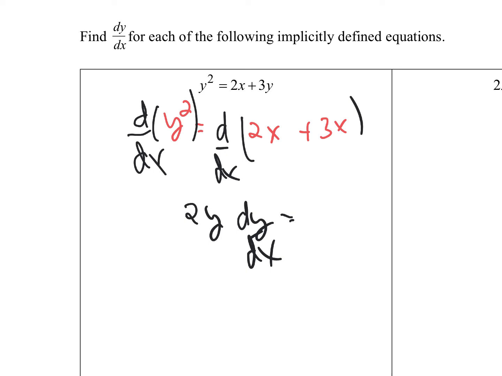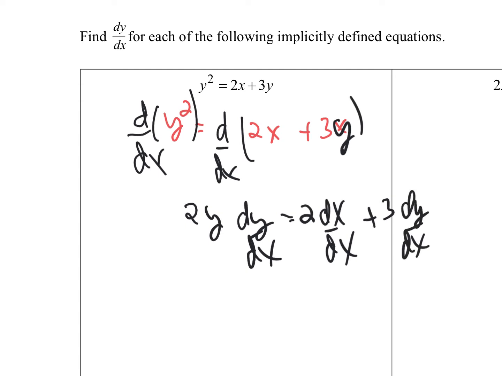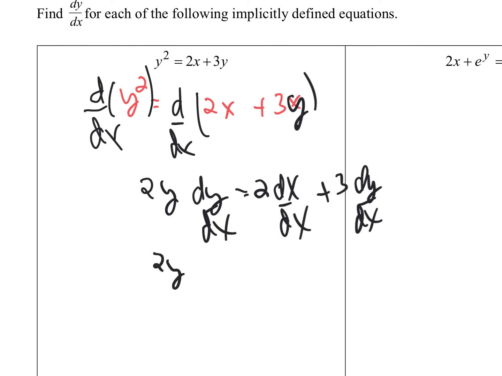On the right side, the derivative of 2x is, obviously the derivative of x is 1, dx dx, plus 3, derivative of y is 1, but I have to also say I'm doing it with respect to x, dy dx. So every time you do the derivative with an x in it, that just goes away. Every time you do the derivative with a y in it, you have to have a dy dx.